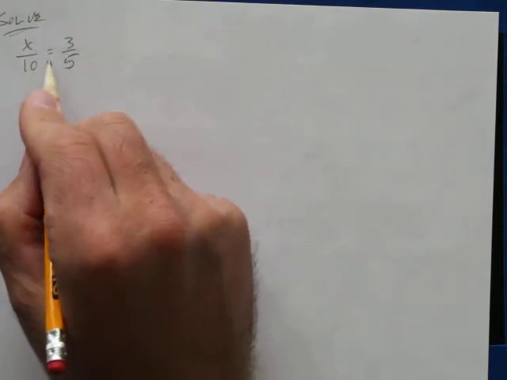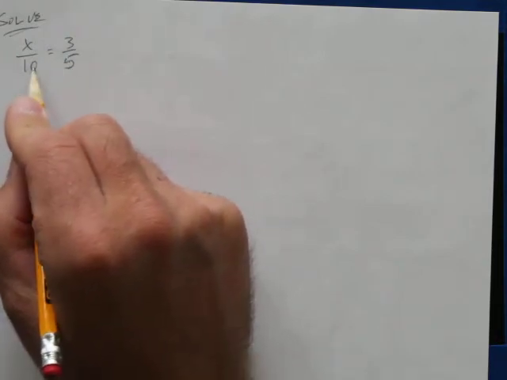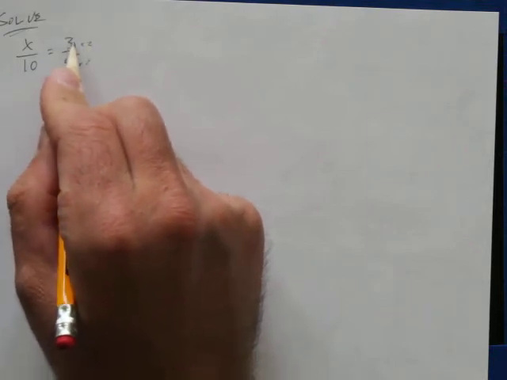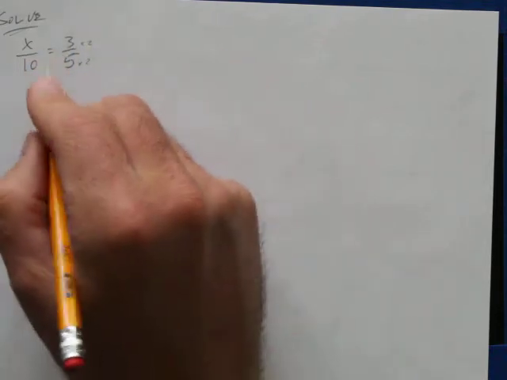So let's think about it first. 5 times what is 10? 5 times 2, right? So that means what I do to the bottom, I do to the top. 3 times 2 is 6. So that means x equals 6.